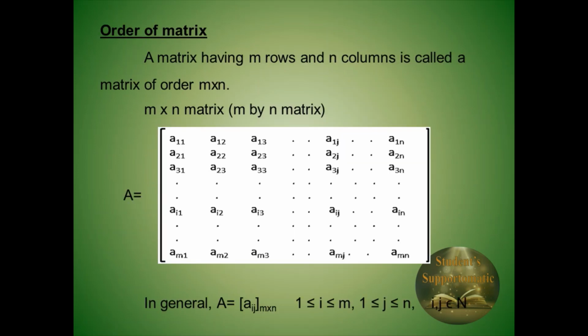So next is the order of the matrix. A matrix having m rows and n columns is called a matrix of order m cross n, or it is also called an m by n matrix. So first we represent the rows, next we represent the columns. So m rows and n columns, then it is called an m by n matrix.